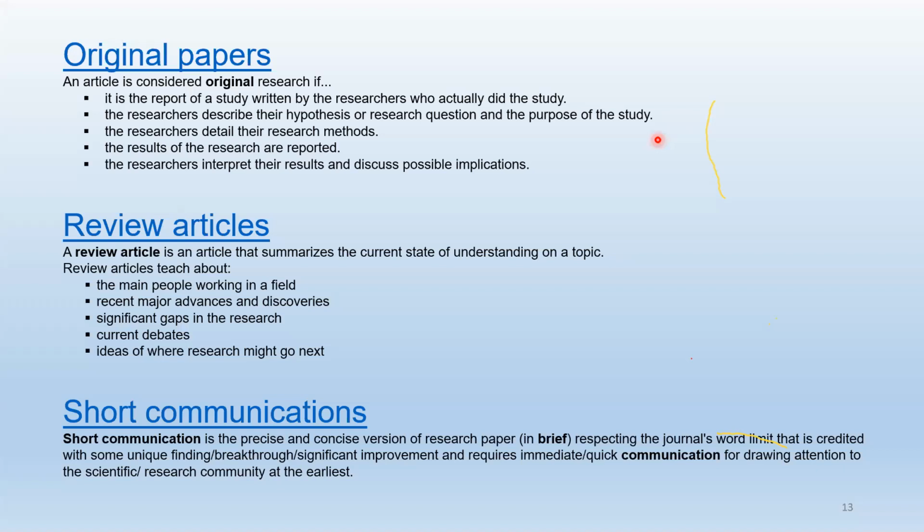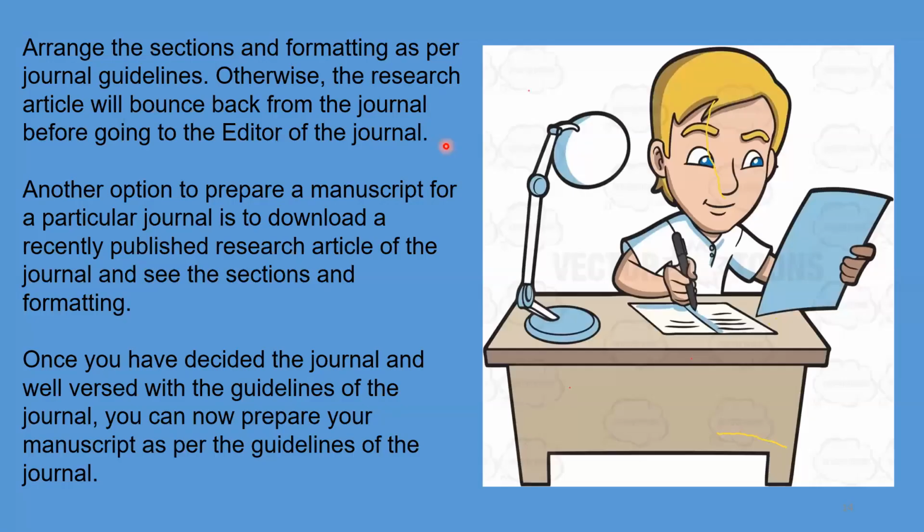Then what you can do is go for short communications. I will show you some typical things at the end. So these are the 3 types of papers that you can send to any journal, and you can select any one of them. Once you have selected and gone through the formatting guidelines for the authors, and you have seen the formatting, font size, spacing, everything, then you can start writing your manuscript.